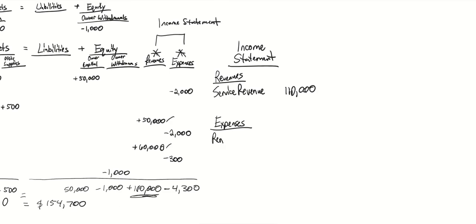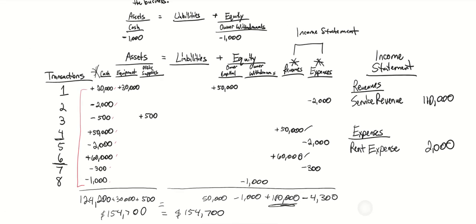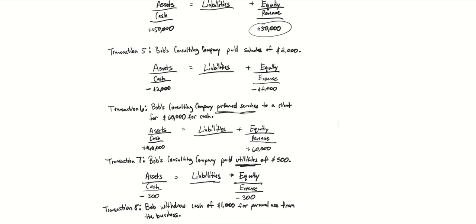So bring it down here, rent expense. Okay, and it's going to be for 2,000. All right, the next transaction occurred on, let's see, it was for transaction 5 for 2,000 as well. Let's see what type of expense that is.